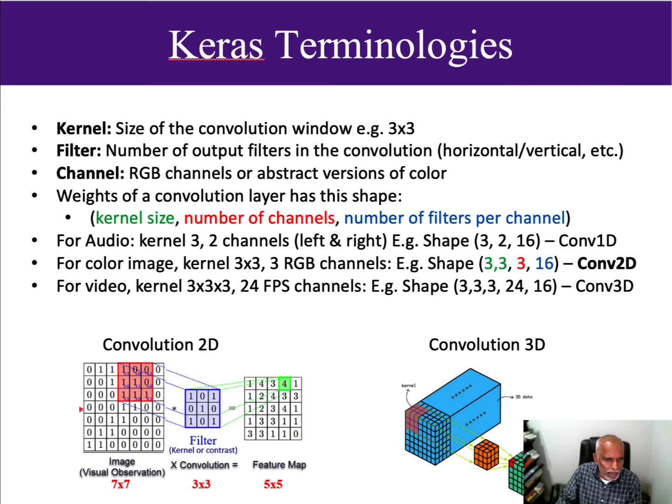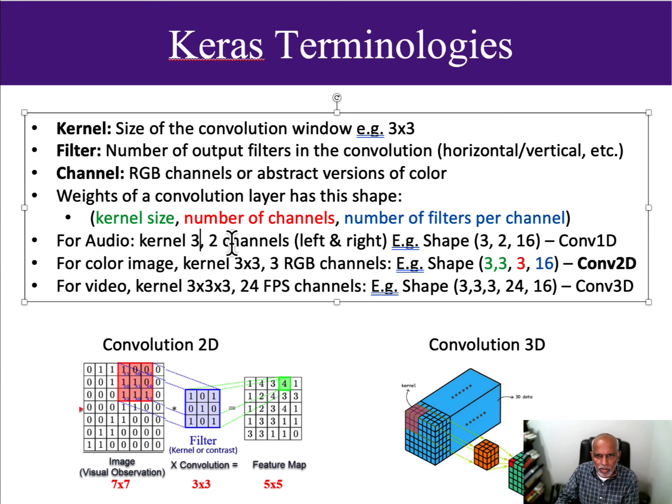Do that. Okay, and remember the Keras terminologies: kernel means the size of the convolution window, 3 by 3, for example. Filter means the number of output filters in the convolution. Channel means RGB channels or abstract versions of color. The weights of a convolution layer have the shape: kernel size, number of channels, number of filters. In general, for audio, we have kernel 3, 2 channels. Example shape is 3, 2, 16.